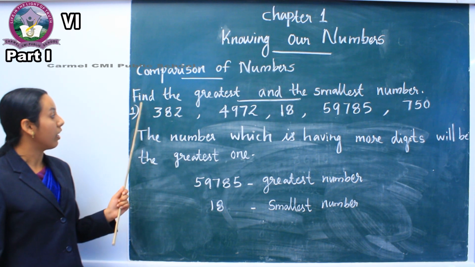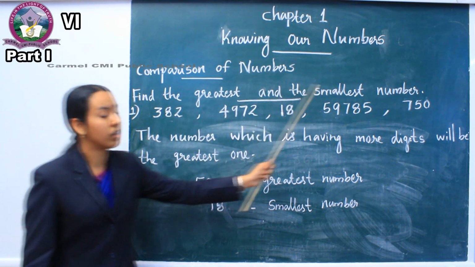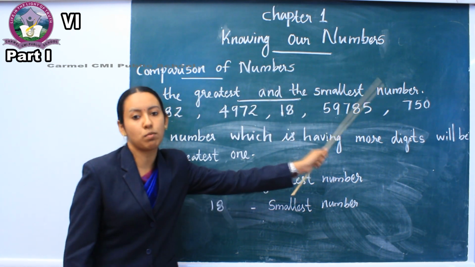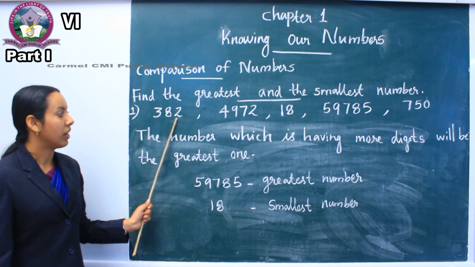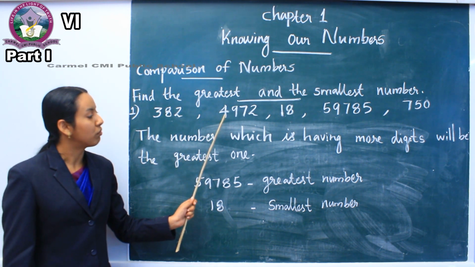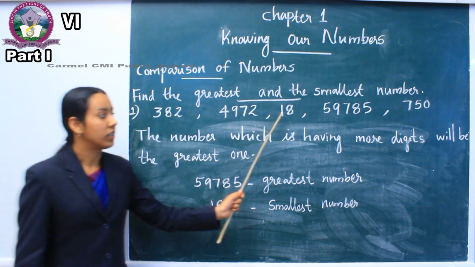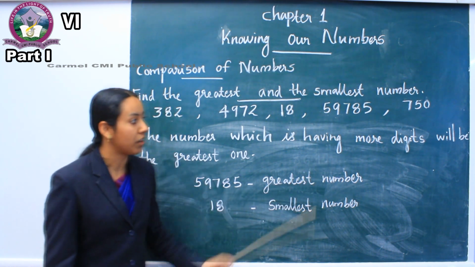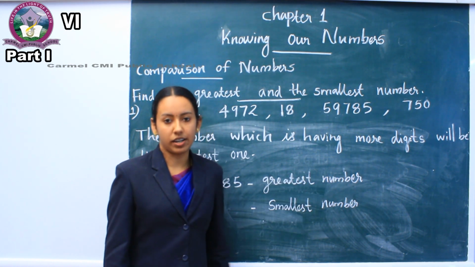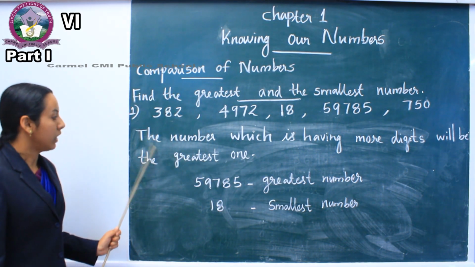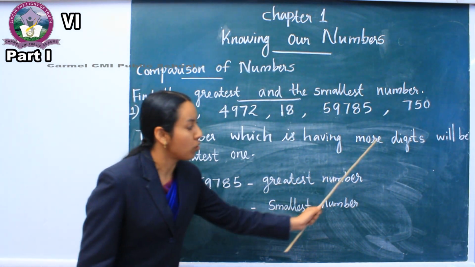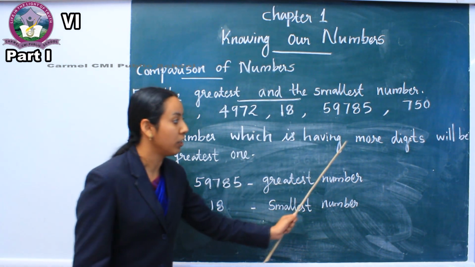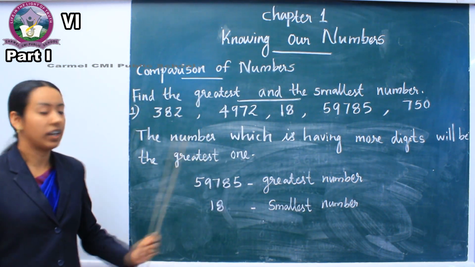One question is given here. Find the greatest and the smallest number. First number 382, second number 4972, third one 18, next one 59,785, and the last one 750. The number which is having more digits will be the greatest one.